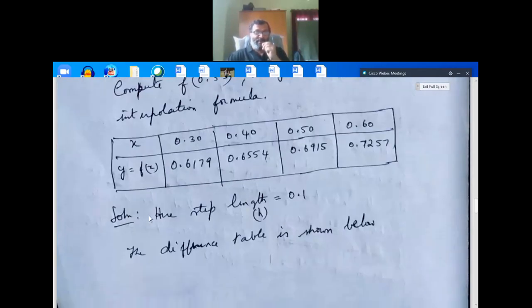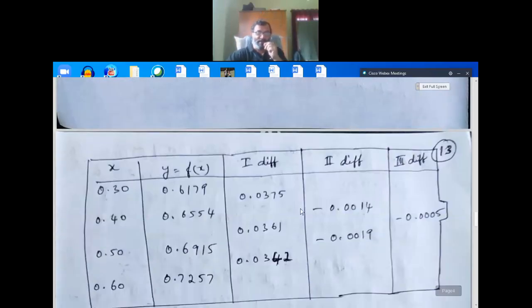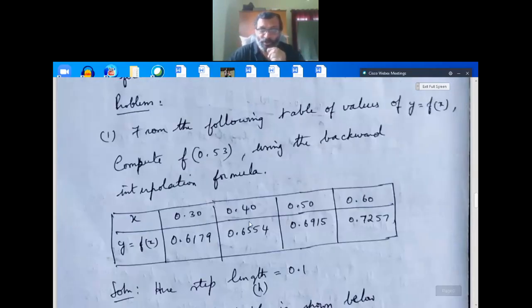Here the step length h equals 0.10, since the values are 0.30, 0.40, 0.50, and the difference is 0.10. So the step length h is 0.10. The difference table is like this. So now be careful. Same as forward, but a little difference. The symbol is reverse. So first we write the x value. We write the x column 0.30, 0.40, 0.50, 0.60.